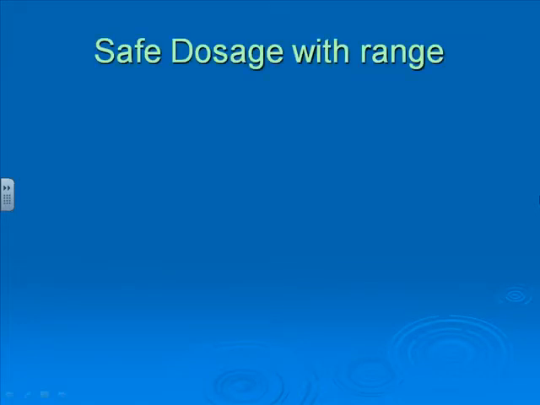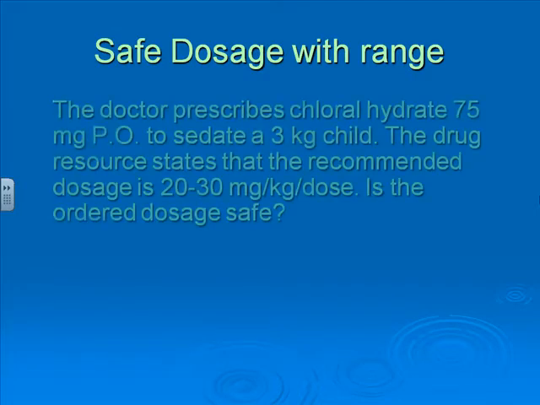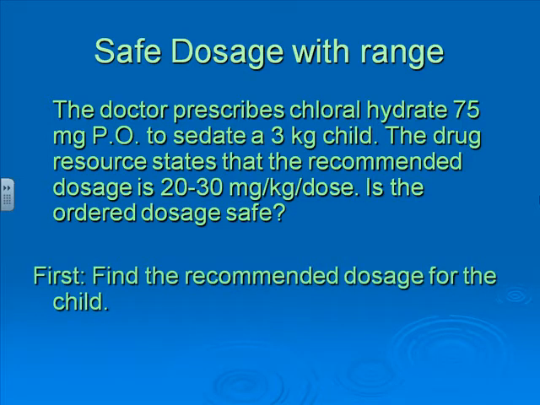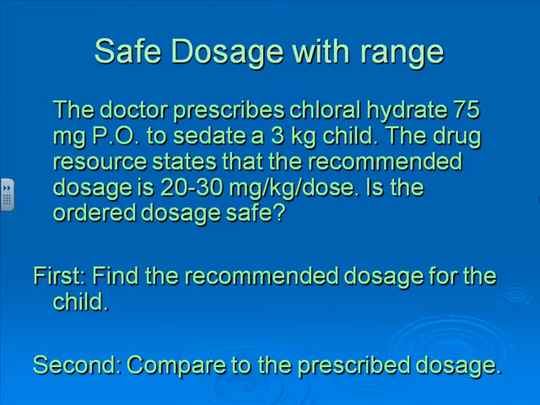Now let's say we have a safe dosage that's given as a range. The doctor prescribes chloral hydrate 75 milligrams by mouth to sedate a 3 kilogram child. This time the drug resource states that the recommended dosage is 20 to 30 milligrams per kilogram per dose. We want to know if the dosage is safe. Well, we're first going to have to find the recommended dosage for the child, and then we'll compare it to the prescribed dosage.